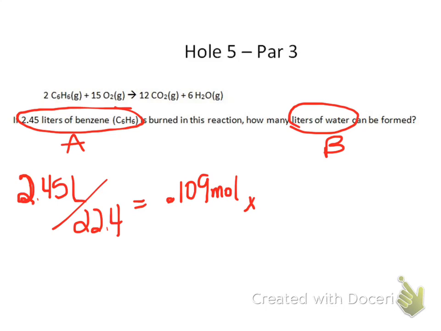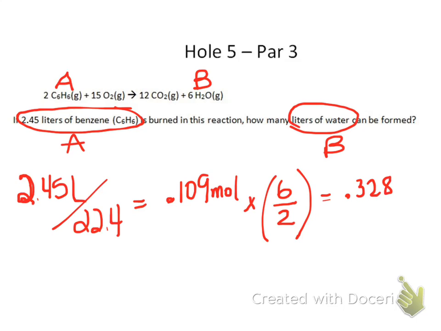Okay, here's your B. Here's your A. What's the ratio from B to A? Did you see the 6-to-2 relationship there? Perfect. Which is the same thing as 3 times as much. So if it's 0.109, does it make sense that about 0.328 comes out? But that's moles of water. What's the very last step in this problem?